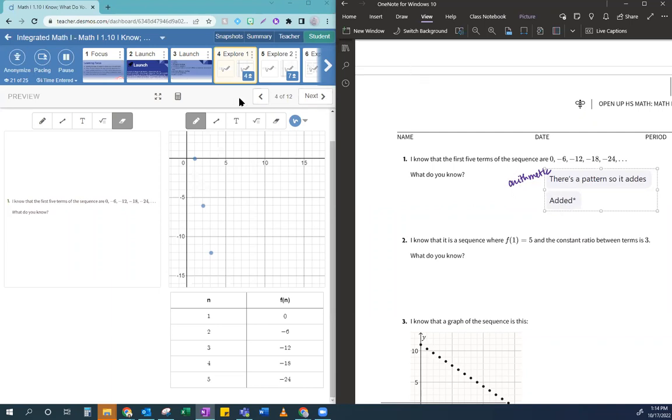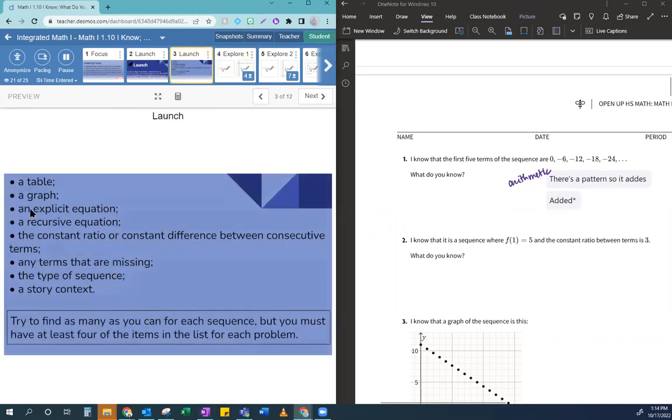So what else did they say they wanted to know? They said explicit, recursive, constant ratio, constant difference, type of sequence. We did that. There aren't any missing terms, so we don't need to do that. What would you try to find next?